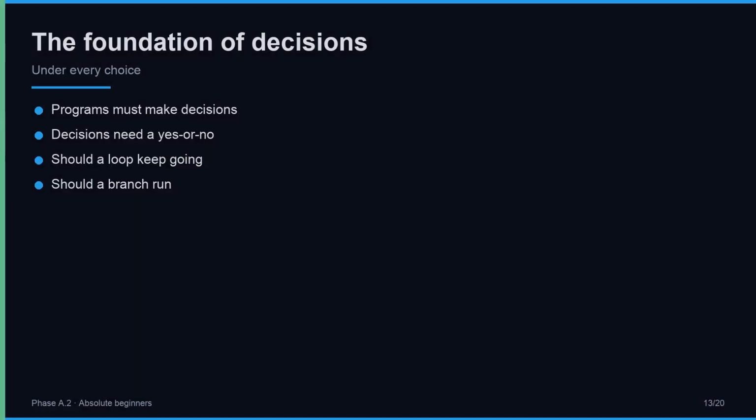Here is why bools matter so much. Almost every interesting program has to make decisions, and decisions need a yes or no to act on. Should this loop keep going, true or false? Should this branch run, true or false? Is this user allowed in, true or false? The bool is the foundation under all of it. Without it, code could only ever do one straight thing, with no choices at all.